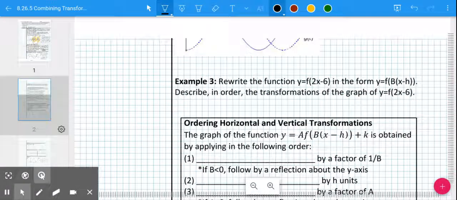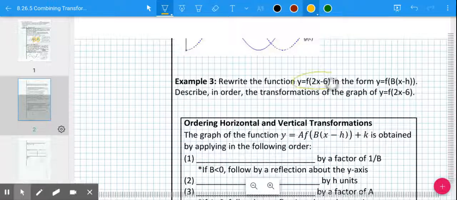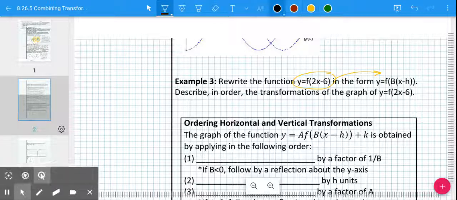Example 3 wants you to rewrite the function shown in the other form, which just means factor out the 2, and then describe and order the transformations. Go ahead and choose the correct version on the Edpuzzle now. So what we want to focus on in example 3 is the order of transformations, because as we saw in the first example, the order as it changes really affects the graph.